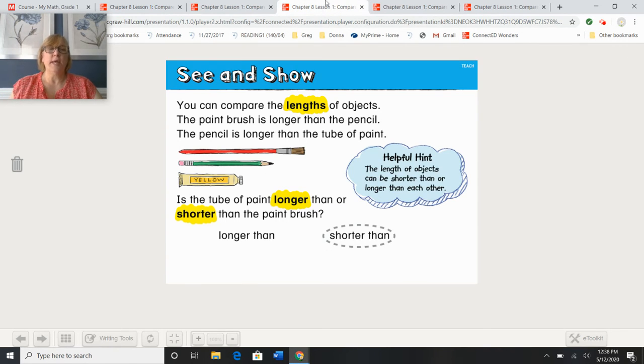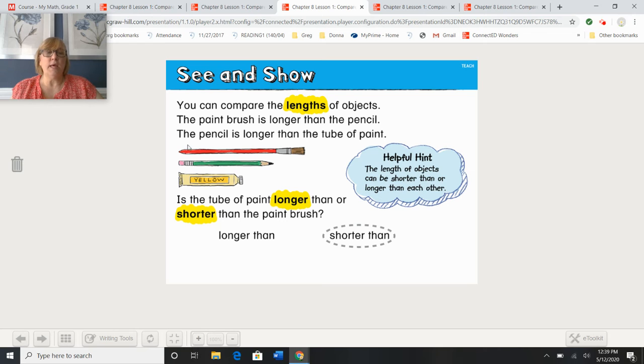Okay, so now we're going to do a see and show. It says that we can compare the lengths of objects. The paintbrush is longer than the pencil. The pencil is longer than the tube of paint. Now, the helpful hint here is the length of objects can be shorter than or longer than each other. It depends how you start comparing them.